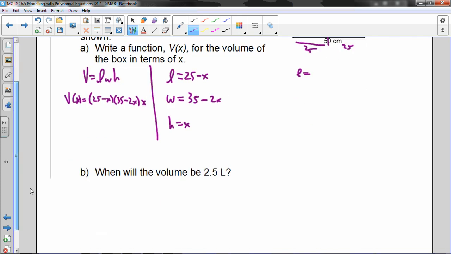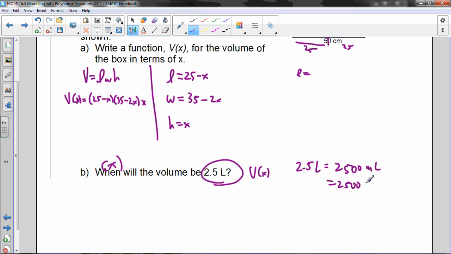When will the volume be 2.5 liters? So 2.5 liters is the volume. I want to know what value of x will give me a volume of 2.5 liters. Well, 2.5 liters, remember, 2,500 milliliters is 2,500 centimeters cubed. So I want to know when this bad boy is equal to that.